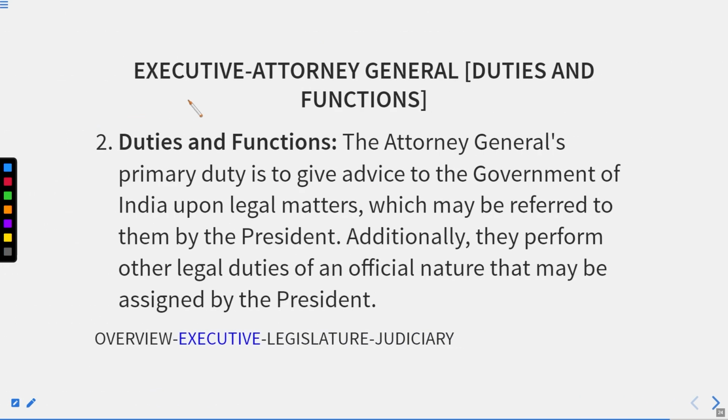Alright. Duties and functions. The Attorney General's primary duty is to give advice to the Government of India upon legal matters that may be referred to them by the President. Additionally, they perform other legal duties of an official nature that may be assigned by the President. The first is legal advice to the President of India and to the government. Thereafter, other official legal matters assigned to him by the President, which he is required to discharge. Okay.